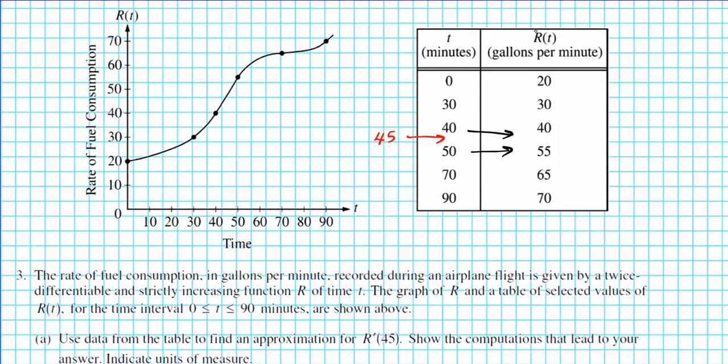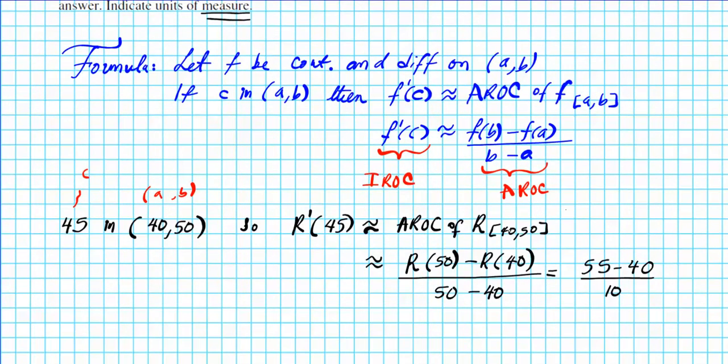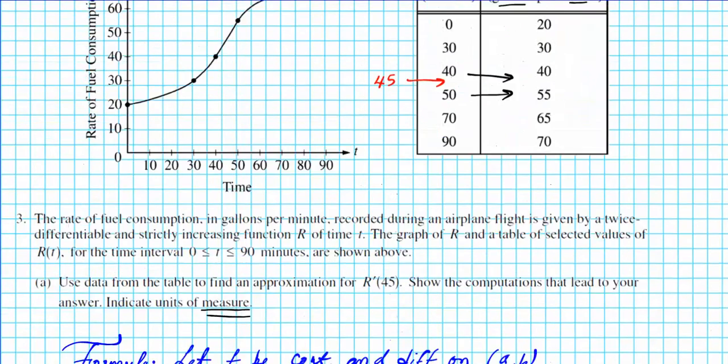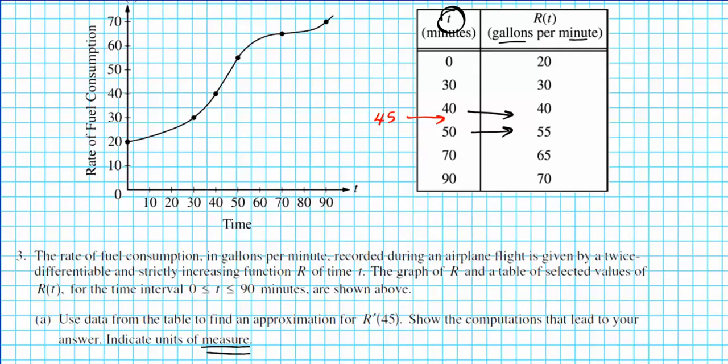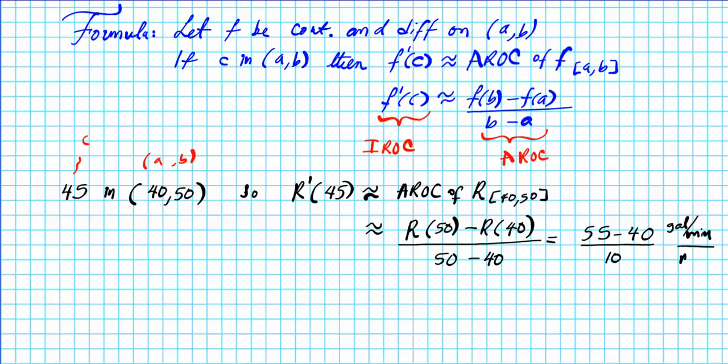Okay, so we're asked to include the units too. So the units of r of t is gallons per minute, and the units of time is in minutes. Okay, so what are we doing here? The numerator has the unit of gallons per minute, that's r, and then the denominator has a unit of time. So what we're looking at is gallons per minute for the numerator, divided by the unit of time, 50 and 40. See right here, 50 and 40, these are times. That's a minute, okay? All right, so if we want to simplify this, you can now go ahead and reduce. 55 minus 40 is 15 over 10.